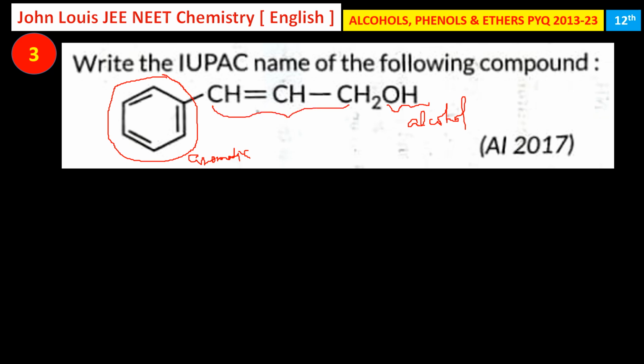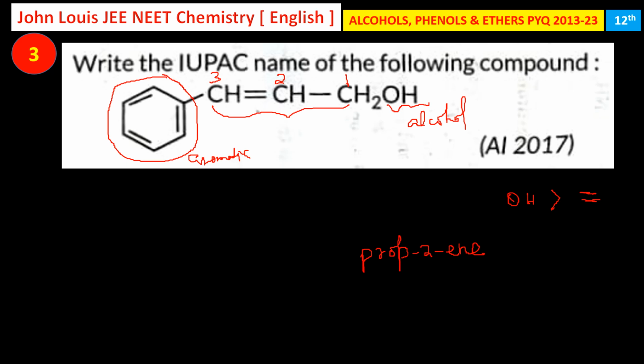Since OH is the only functional group here, and also there is a double bond here, but OH is preferred to the double bond. In the priority order, OH comes before the double bond. Therefore, we have to number the carbon from the OH end: 1, 2, 3. What will be the name of the parent compound? There are 3 carbons, therefore prop-. Between the second and third carbon there is a double bond. Therefore prop-2-ene.